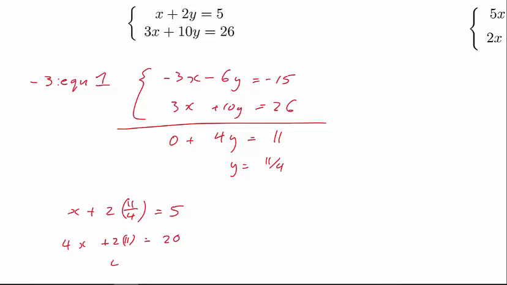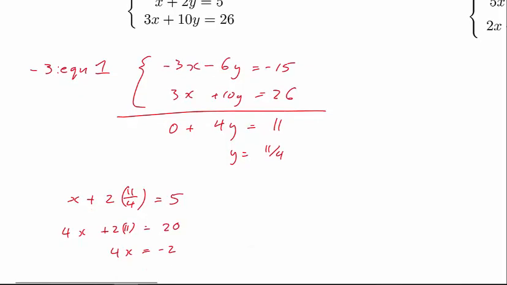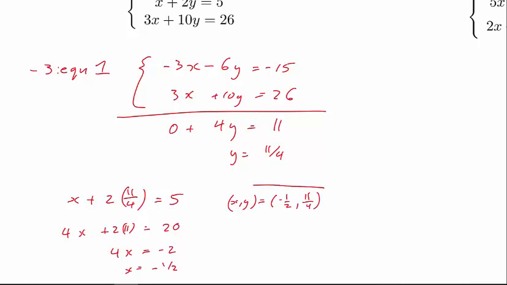Subtract 22 from both sides, and we get 4x equals negative 2. Divide both sides by 4, and we find that x equals negative 1/2. So our ordered pair is negative 1/2 and 11 over 4.